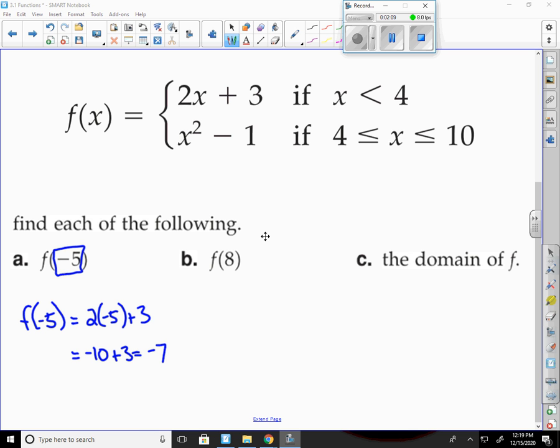Okay, if we had f of 8, which equation would we plug that into? It would go into the bottom one, because 8 is between 4 and 10. So f of 8 means that I plug it into the bottom one, so that would be 8 squared minus 1. 8 squared is 64, minus 1 is 63.